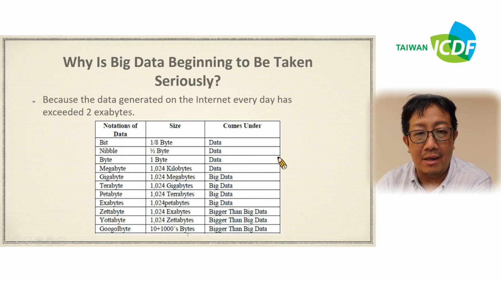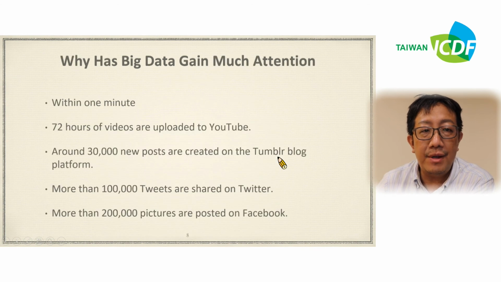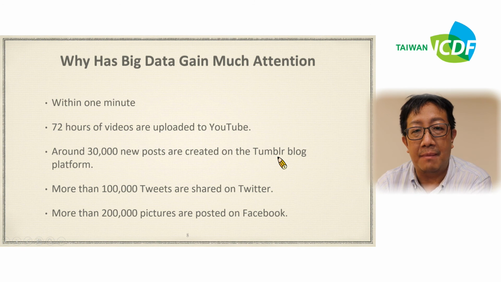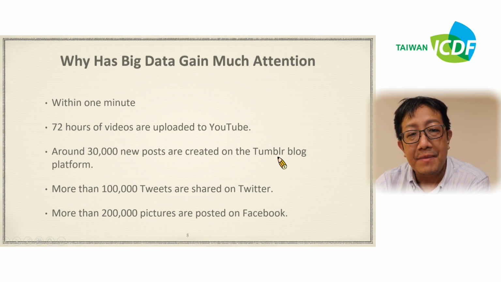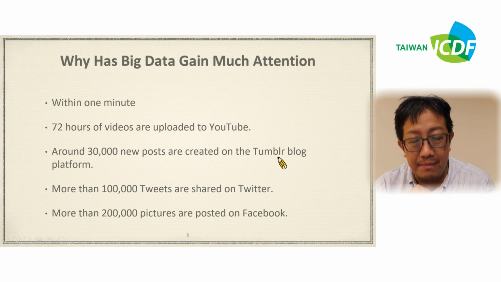Why is big data being taken seriously today? You can see that within 1 minute, 70 hours of videos are uploaded to YouTube. Around 30,000 new posts are created on the Tumblr blog platform, and more than 100,000 tweets are shared on Twitter, and more than 200,000 pictures are posted on Facebook. They are all data. You can see that the data is blooming every minute, every day.